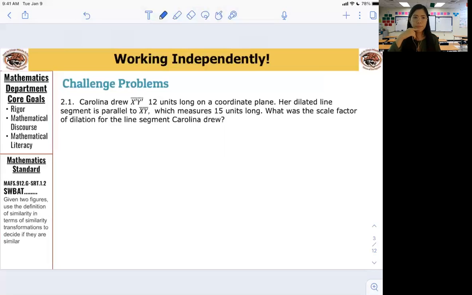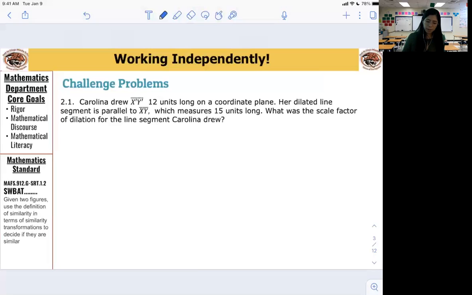Carolina drew XY, 12 units long on a coordinate plane. Her dilated line segment is parallel to XY, which measures 15 units long. What was the scale factor of dilation for the line segment Carolina drew?